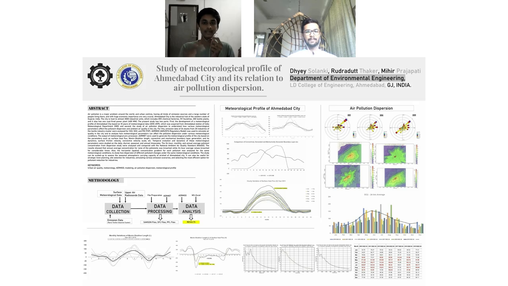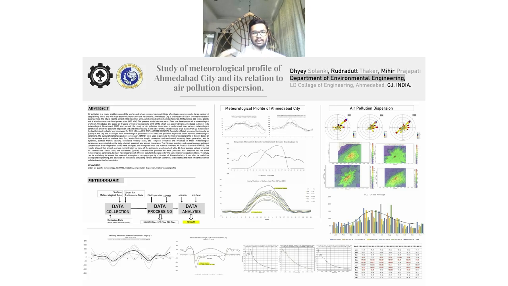Next will be carried out by Rudradutt. We took the profile and put it into the dispersion model, AERMOD, and created several plots for monthly variations and for the pollutants SO2, NO2 and particulate matter. We observed that for the same emission sources under different meteorological parameters, the ambient air quality standards were being breached. That means the meteorological parameters had some role to play in breaching the ambient air quality standards.